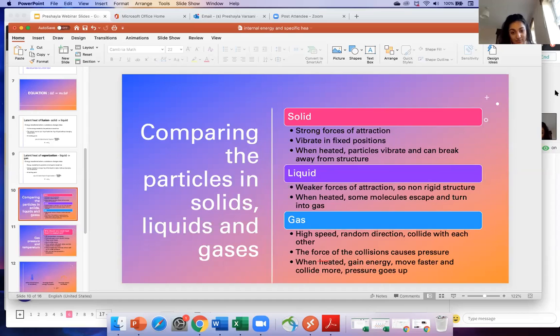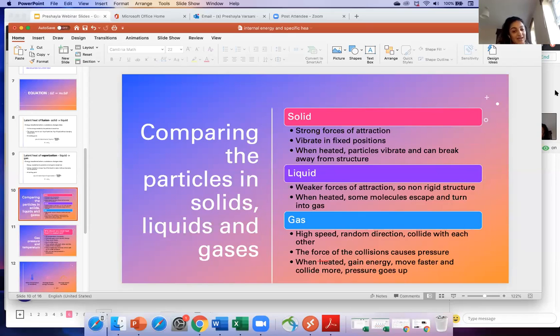In a liquid, we have weaker forces of attraction and a non-rigid structure because the forces are weaker. When a liquid is heated, again, some molecules can escape and turn into a gas. Okay, so if a liquid is heated, the particles get more energy and they can break their bonds and break away and turn into a gas.